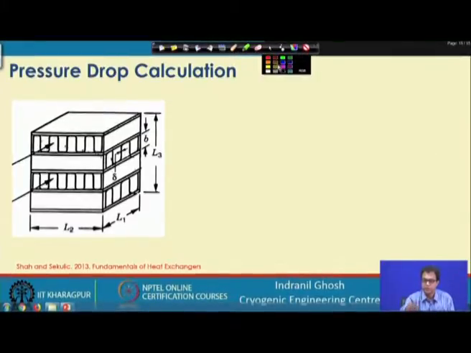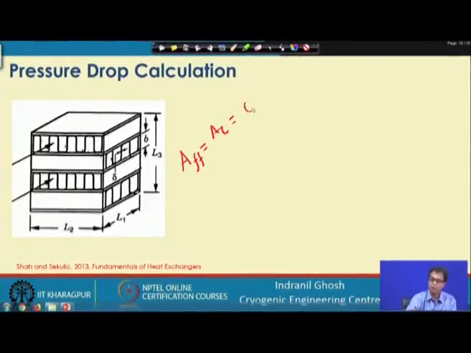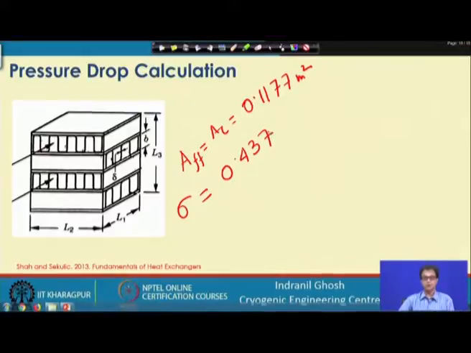We have already learned about the minimum free flow area, A FF, which here we have defined as A c, equal to 0.1177 meter square, and the ratio of free flow area to frontal area, sigma, is equal to 0.437. We have these values given for the geometrical properties.